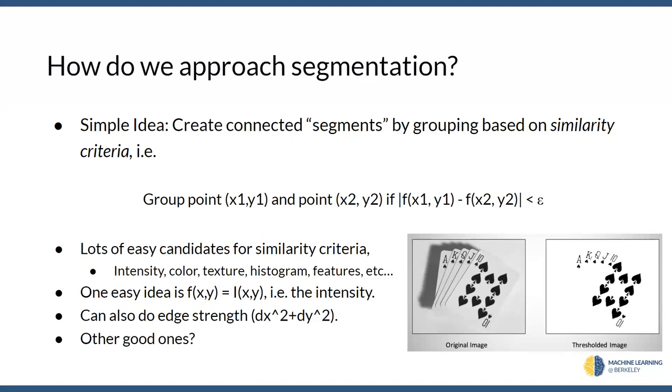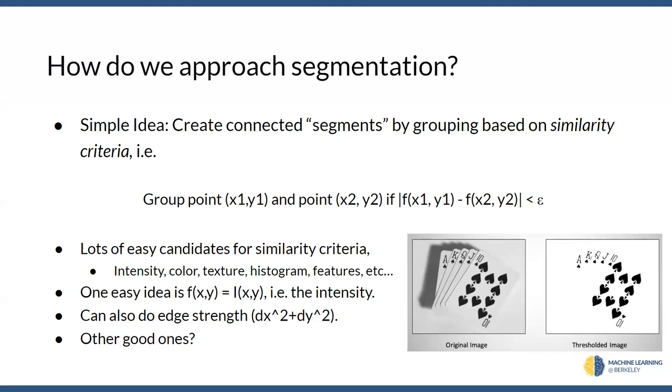And we can flood fill outwards here, and then maybe we'd get an image that looks like this thresholded image on the right, where the white section is all of the pixels that have been grouped into this one collective segment. There are lots of other ways to approach this, but the idea is that that's a very, very basic classical approach to this algorithm.